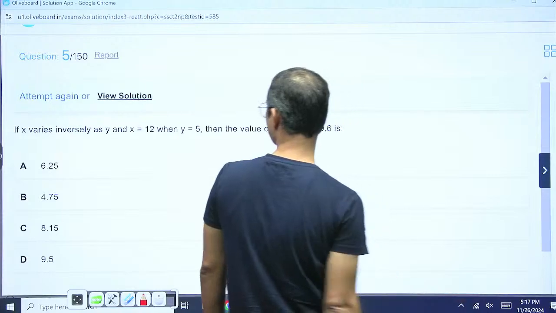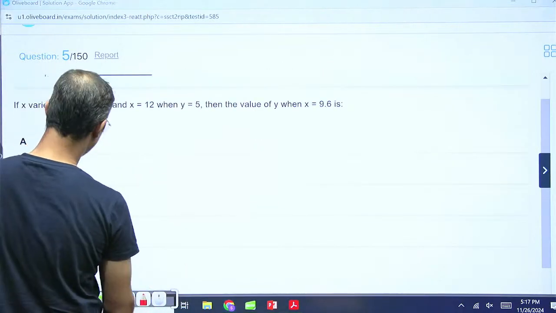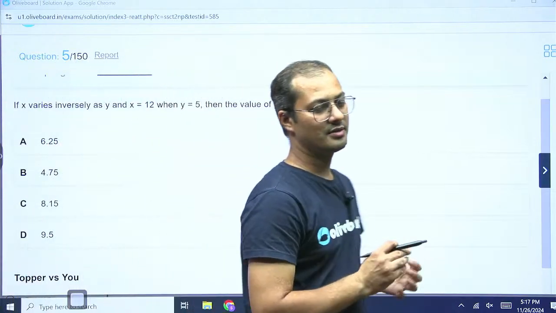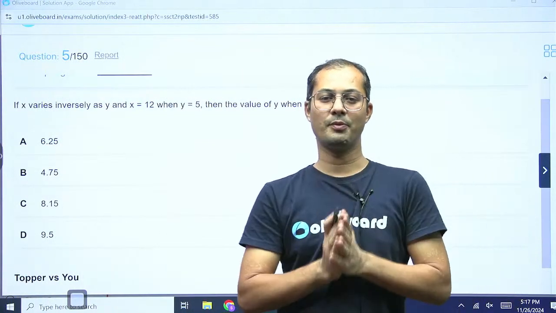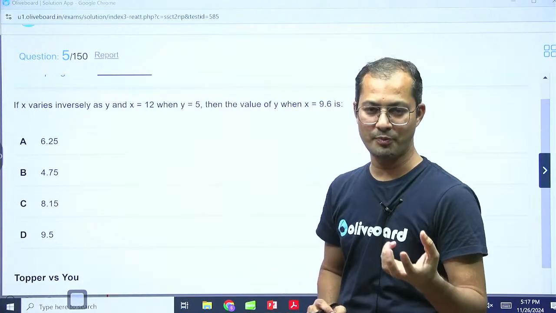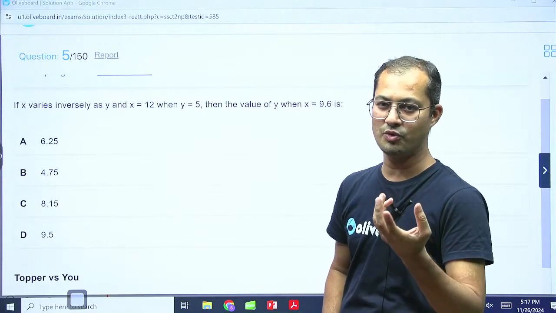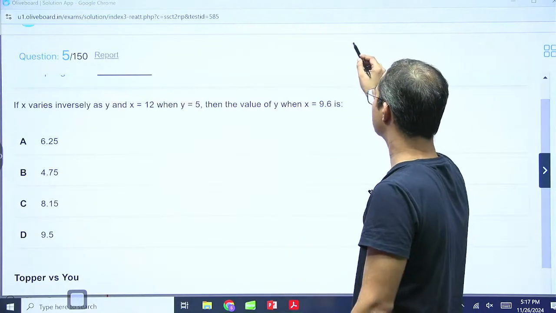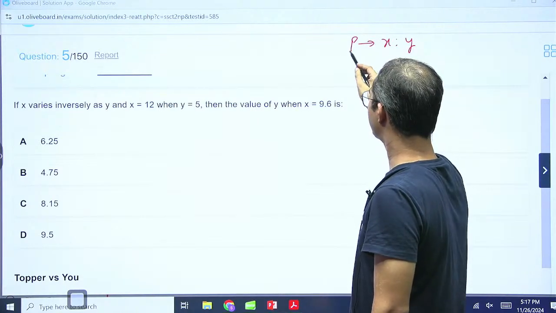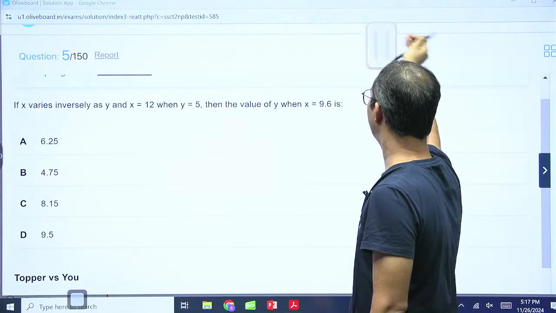Moving to the next question. Tell me what is the answer for this question. X varies inversely as Y. Whenever there is inverse proportion, as we have studied, efficiency is inversely proportional to time, speed is inversely proportional to time, and price is inversely proportional to consumption. If the ratio of price is X is to Y, then the ratio for consumption would be Y is to X. This is the case of inverse proportion.